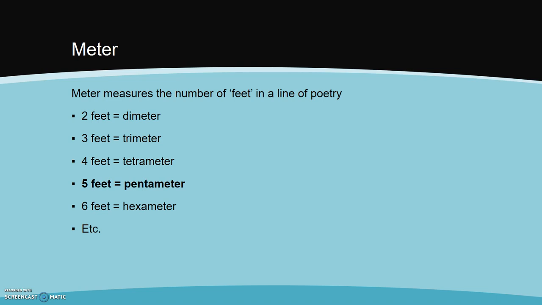The reason why I've highlighted this one is because that is the most typical one for at least Shakespearean poetry. 6 feet is called a hexameter, 7 feet septameter, 8 feet octameter, and so on. But the most popular one is the 5 feet meter called pentameter.